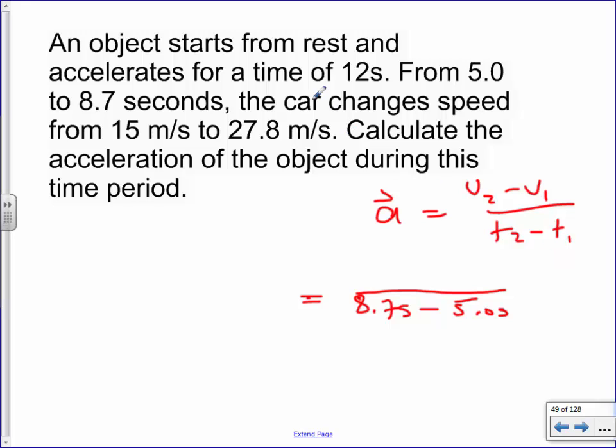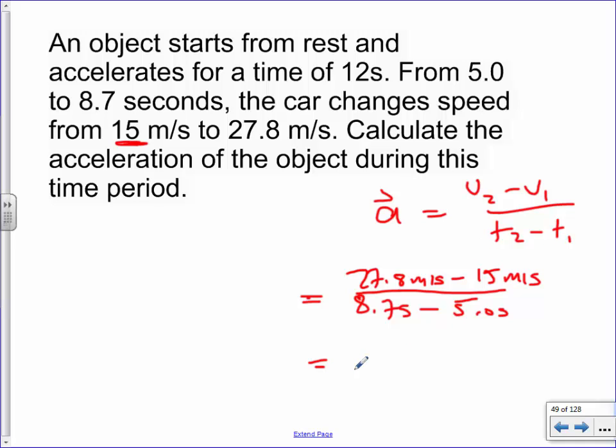Let's keep reading. The car changed speed from 15 meters per second to 27.8. So what was the second velocity of the car? 27.8, yeah. What was the first velocity? 15. There it is. Yeah.